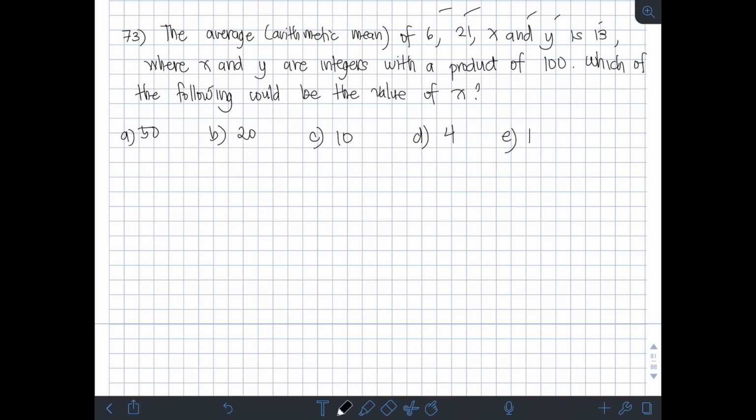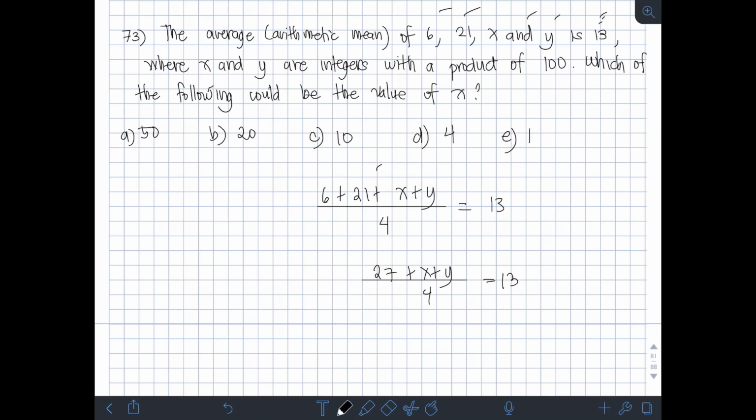So, gawa tayong equation. So, pag sinabi nating average, i-add natin yung apat na numbers, right? So, 6 plus 21 plus x plus y. And then, yung sum, i-divide natin kung ilan sila. 4, right? Tapos, equate natin sa given value na average na 13. Okay? So, pwede natin itong i-simplify as what? 6 plus 21 is 27. Then, plus x plus y divided by 4 equals 13.